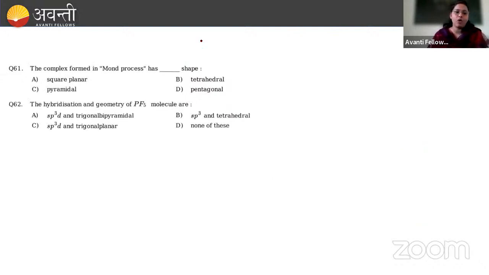The complex formed in the Mond process has... So here, when the Mond process takes place, the complex formed is what? Ni(CO)4. Okay, this is the complex which is formed during the Mond process. And the structure of that is what? Tetrahedral. Okay, the structure of it is tetrahedral. Any doubts in this?